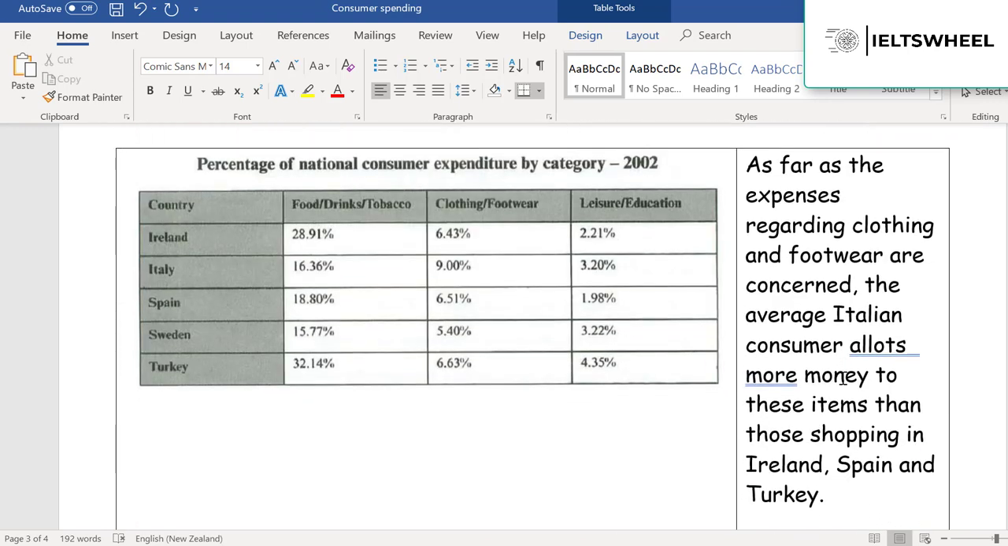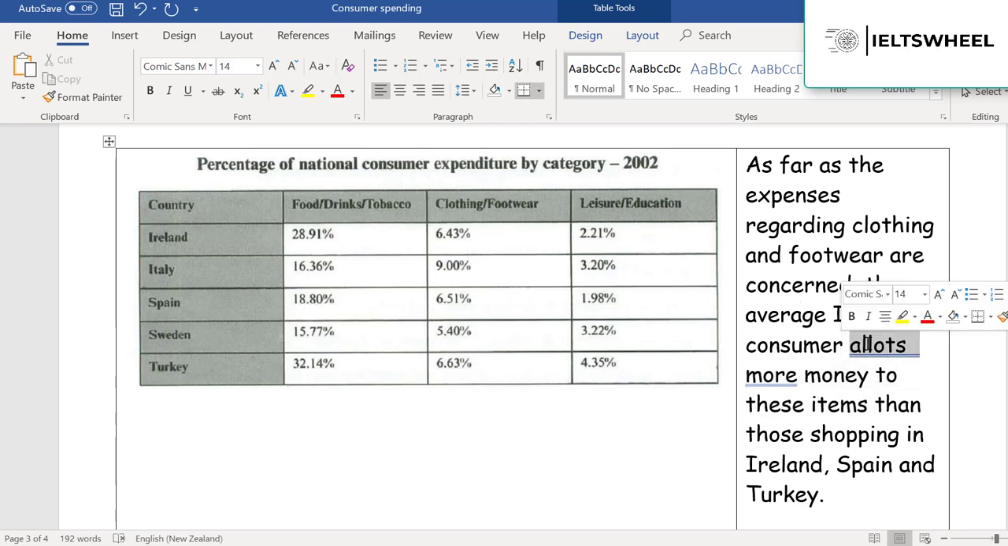Now let's move on. As far as the expenses regarding clothing and footwear are concerned, okay, so we are making a very great smooth transition. Now we're focusing on the second category, and we're using this keyword as far as something, something, something are concerned, which means now we're talking about this. The average Italian consumer, okay, now if you look at this carefully, it's obvious that the amount of money was spent much more than the amount in the countries. Okay, a lot more money to these items.